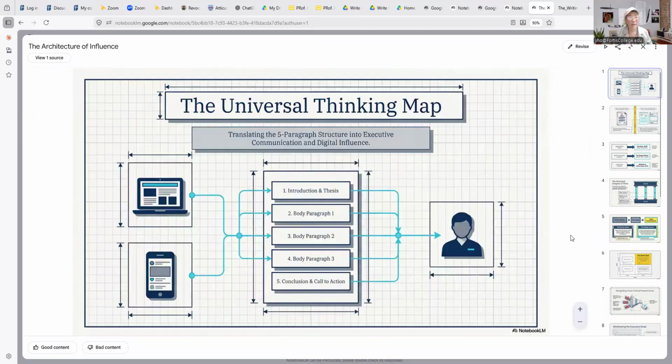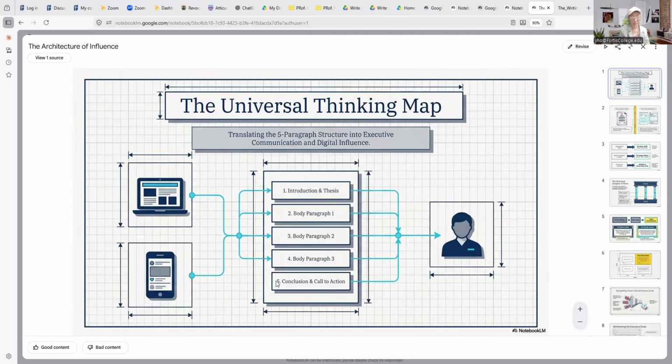There we go. So the architecture of influence. And so here you have a universal thinking map. And so here you have the 5-paragraph essay structure. You have your introduction and your thesis, your 3 body paragraphs, and then your conclusion. Now, when we write a business letter, you use the same structure, but the only difference is that the conclusion, instead of being a summary conclusion, is a call to action conclusion.